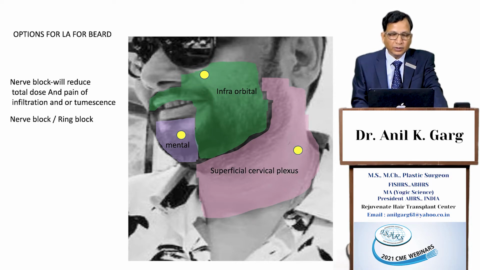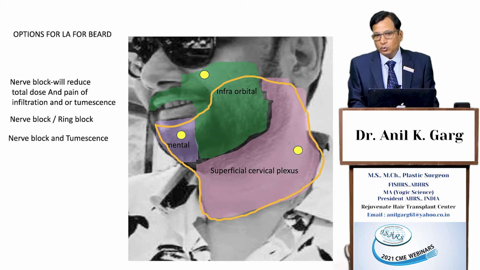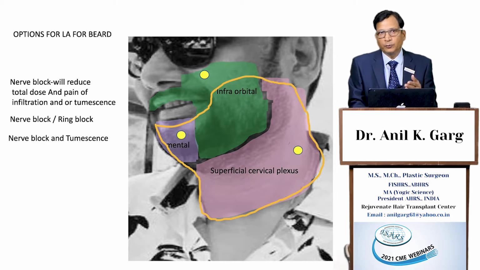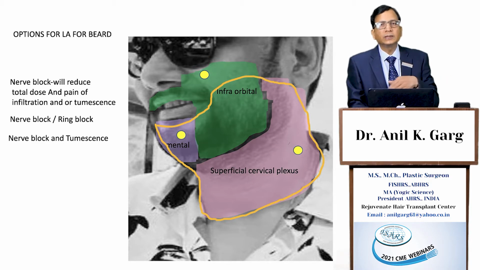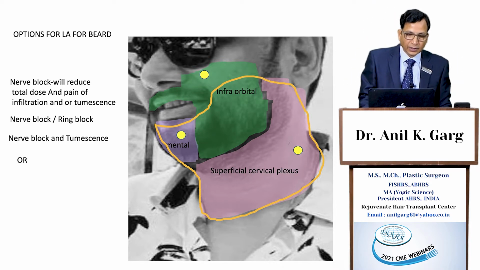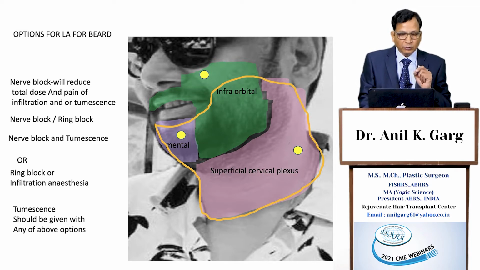So you can give a nerve block or ring block for the entire area, or you can give a nerve block and tumescence. If you are using a nerve locator or you are sure about it, and if you have given an effective nerve block, then tumescence is enough. Means nerve block and tumescence is good enough for this. Or you can give a ring block and infiltration anesthesia. But remember, tumescence should always be given with any of the above anesthesia process.